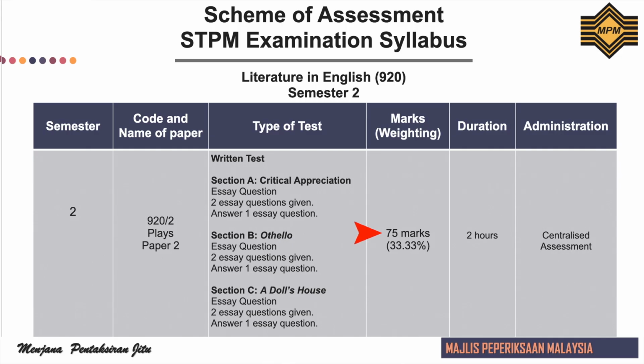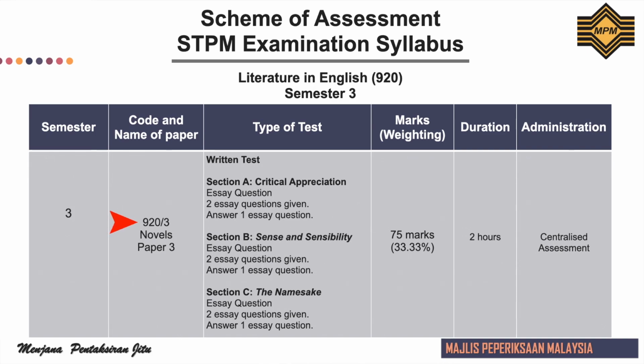With regards to the marks scheme, the total mark for this paper is 75, with 25 marks allotted for each section. This means that 33.33% of this paper will contribute to the overall marks for candidates who sit for this subject examination. The duration of this exam is 2 hours and it is a centralized assessment. Finally is semester 3 with the code 920/3, paper name Novels.